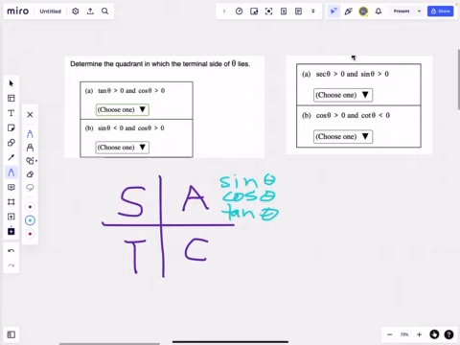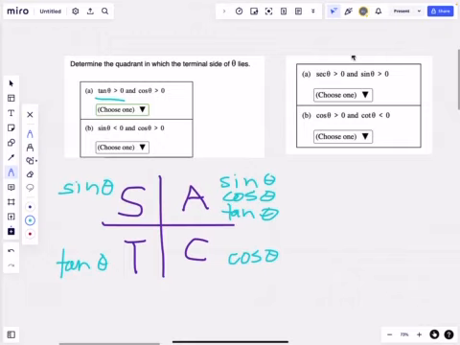In the second quadrant, we get our sine function positive, as well as its reciprocal, but nothing else. In the third quadrant, we have our tangent function positive, and its reciprocal, but nothing else. And in the fourth quadrant, we have our cosine function being positive, as well as its reciprocal, and nothing else. Everything else is negative.